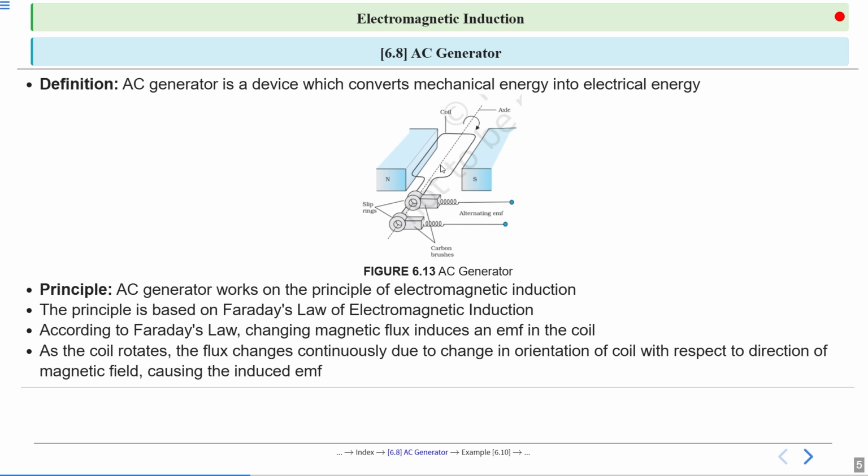When the plane of this coil is along the magnetic field lines, then no magnetic field lines are passing through this coil. When it is perpendicular to the magnetic field lines, then the maximum number of magnetic field lines are passing through it. So that's why, due to the change of orientation of the coil with respect to the direction of the magnetic field, EMF is induced due to the change of flux. So this is the principle of the AC generator.